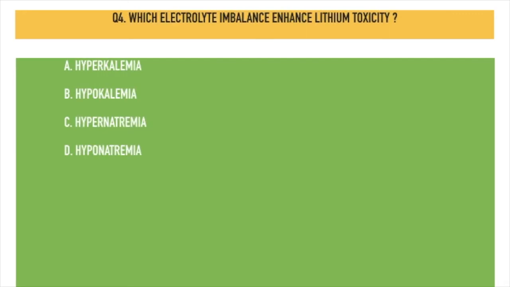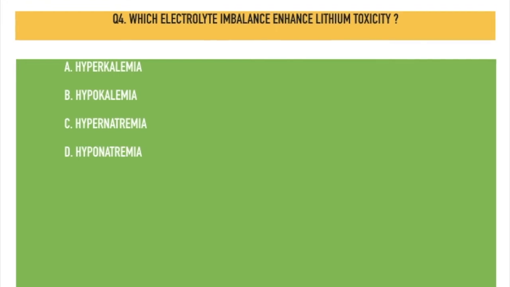Let's move on to the next question, that is which electrolyte imbalance enhances lithium toxicity? So question number 4, which electrolyte imbalance enhances lithium toxicity? The electrolyte imbalance which increases lithium toxicity. Option A, hyperkalemia, B, hypokalemia, C, hypernatremia, and option D, hyponatremia. Here the electrolyte imbalance which increases the lithium toxicity is hyponatremia. Option D, hyponatremia, is the answer.